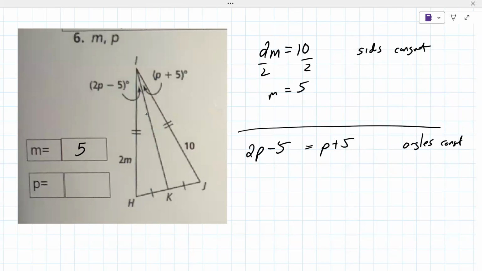Okay, so go ahead and solve that for P for me, please. 10. Okay, so P is 10. Now it could be in another problem, you have to actually put that variable back in and solve, but it's not the case here. All right.